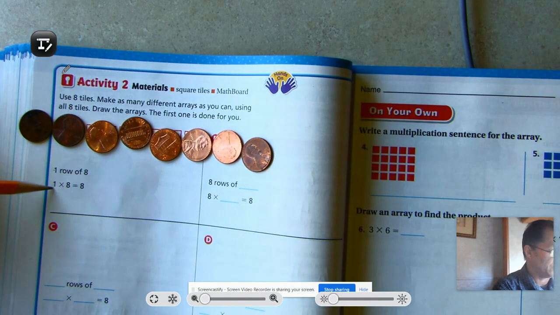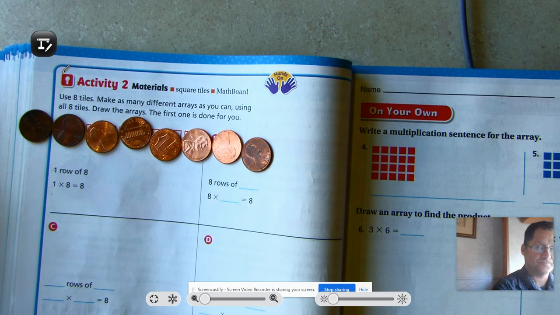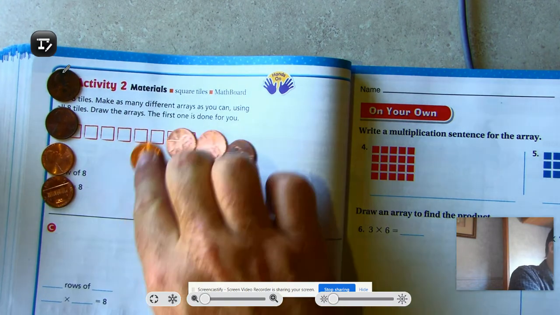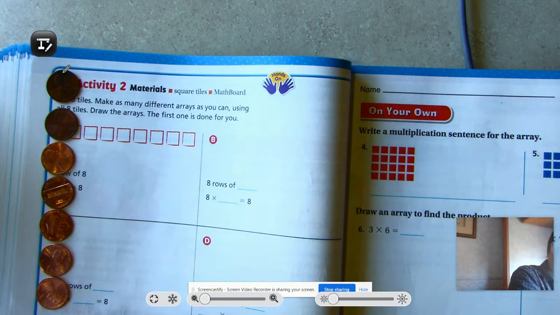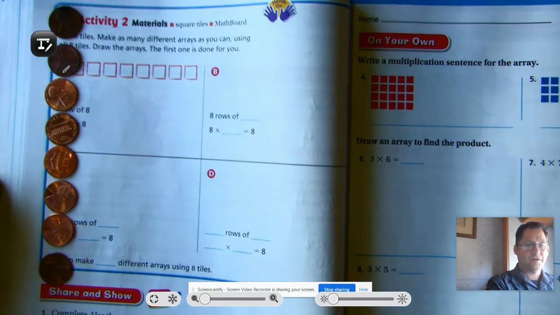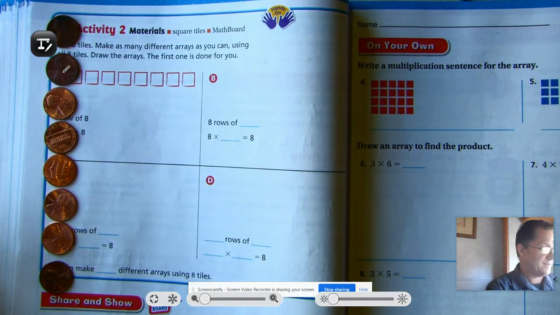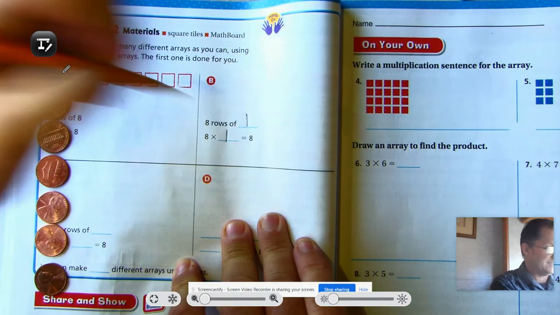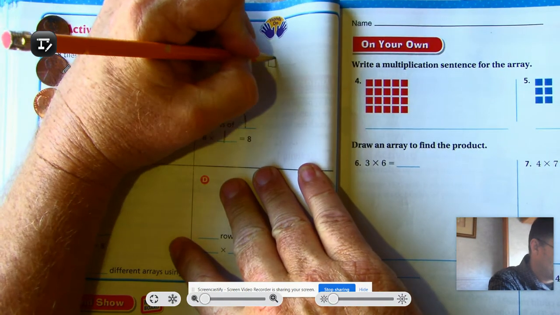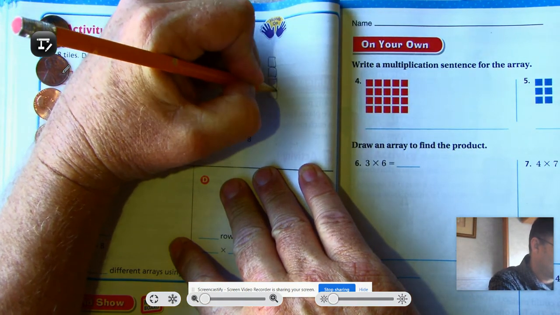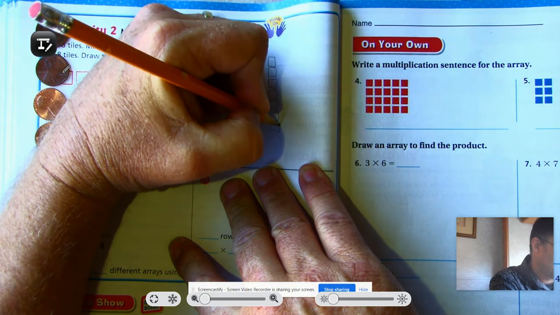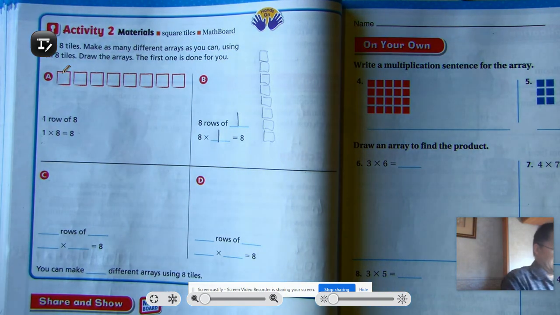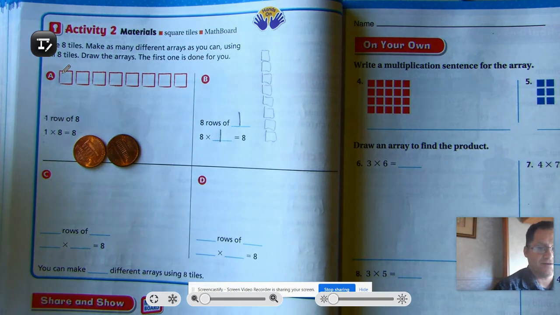1 row of 8 is the multiplication problem 1 times 8. What if we made 8 rows? Now I have 8 rows, and in each row I only have 1. So 8 times 1 is 8. This one would look like this. Now, is there another way of grouping all 8? Remember that we have to have the same amount in each group.